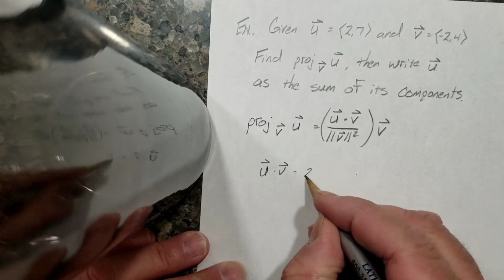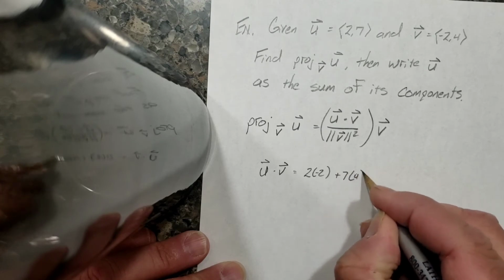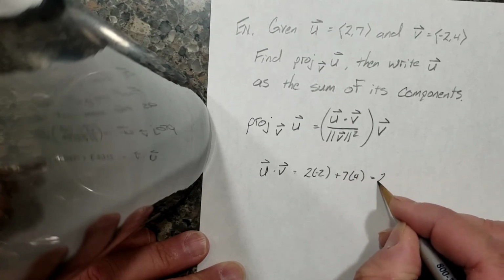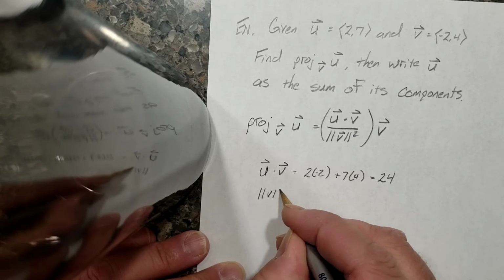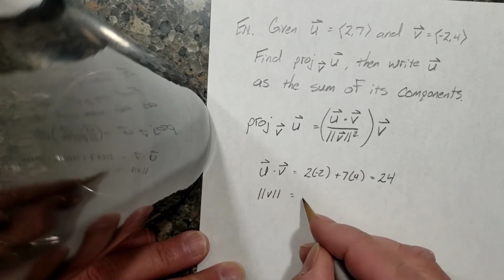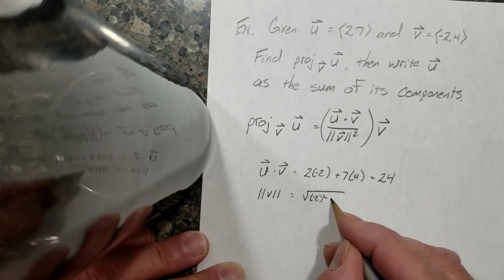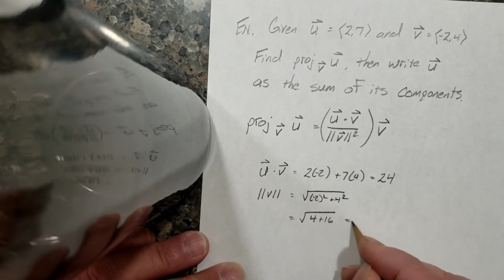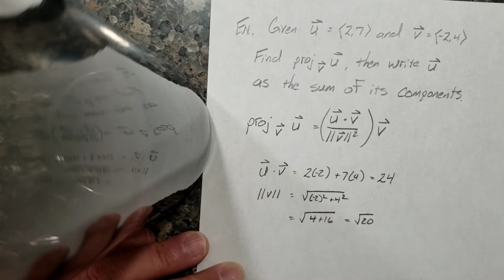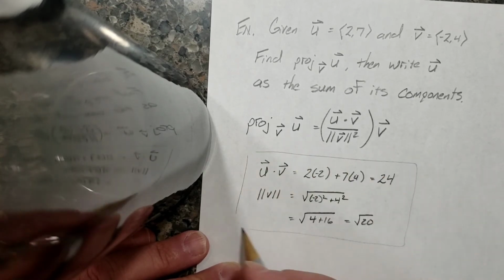And the dot product is 2 times negative 2 plus 7 times 4, which comes out to be 24. And then I'm also going to do the magnitude of v, which is the square root of negative 2 squared plus 4 squared, which is the square root of 4 plus 16, which equals the square root of 20. Now, I'm not going to simplify that because when you look back in the formula, we're squaring it anyway. Okay? So this is the information I need.